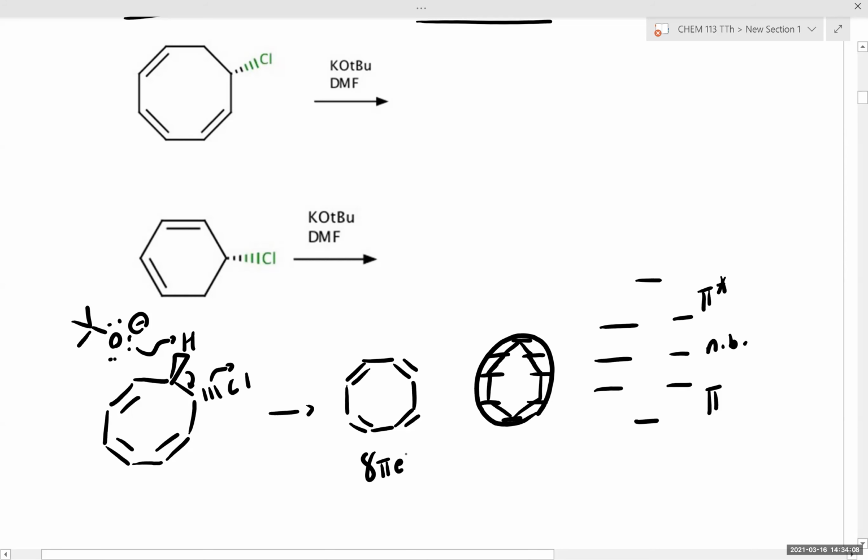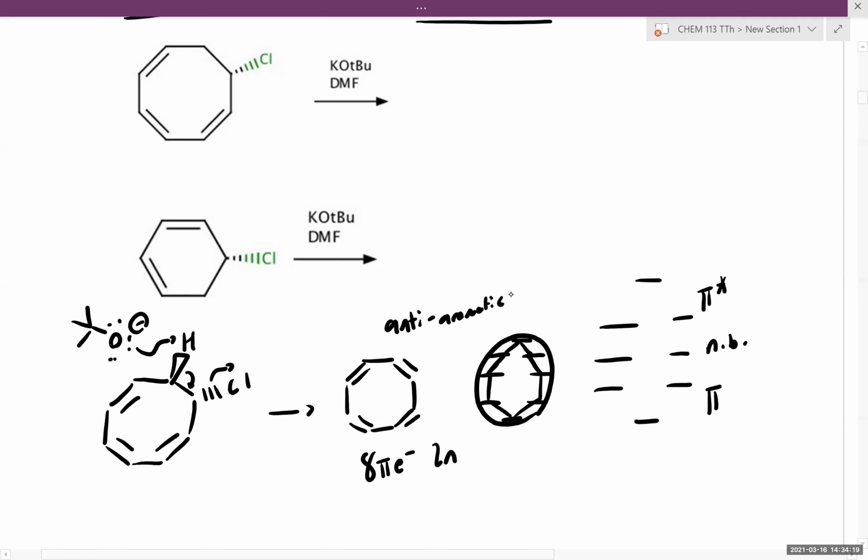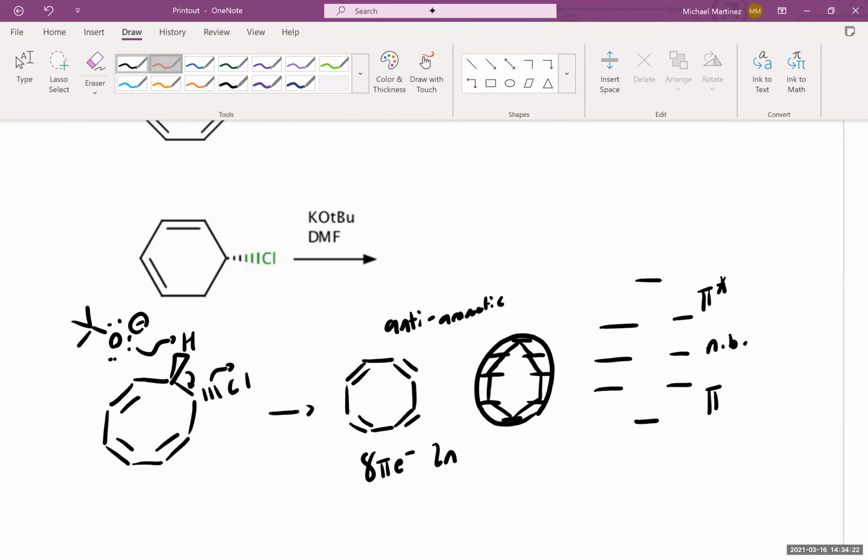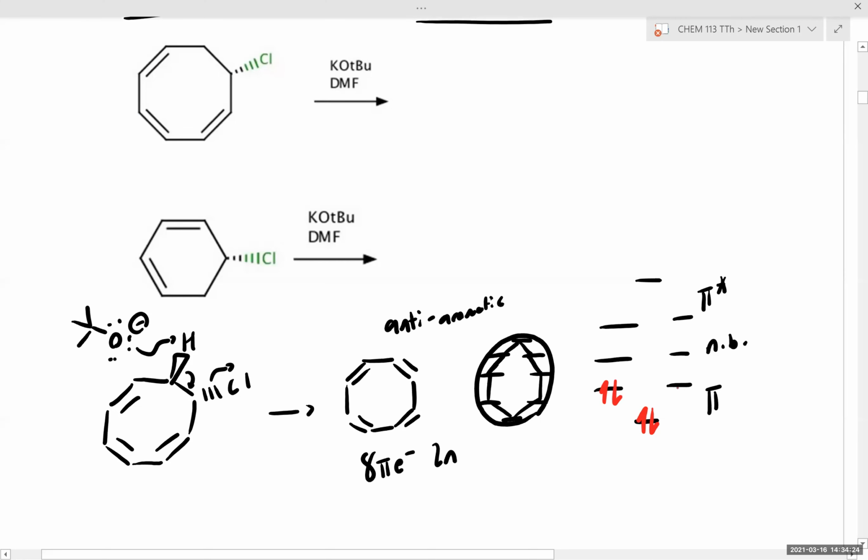We have 8 pi electrons. That follows the 4n rule. So we can conclude cyclooctatetraene is anti-aromatic. And since we have 8 pi electrons, if we fill in our MO diagram, we see that we have a half-filled highest occupied molecular orbital. And as a result, this is a very unstable compound. And we would conclude from this MO diagram that cyclooctatetraene is anti-aromatic.